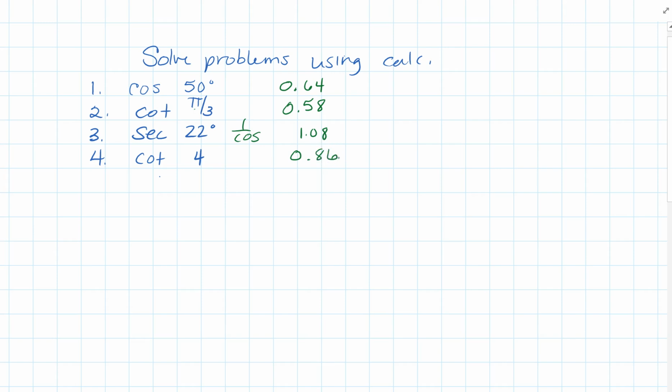0.86. Now, by the way, I don't know if you've noticed that cosine and sine can never be greater than 1, which hopefully you understand why. Because the sine and the cosine always have a hypotenuse in the denominator. And the denominator, if it's bigger than the numerator, then your value is less than 1. So cosine and sine can never be greater than 1, but the secant and the cosecant can be.